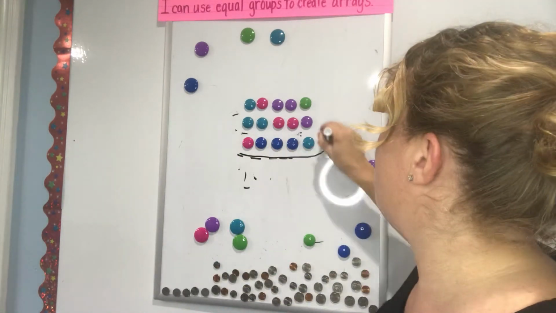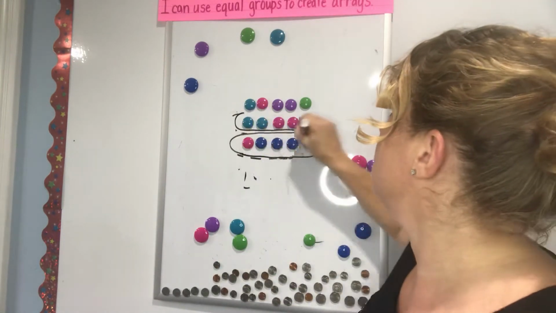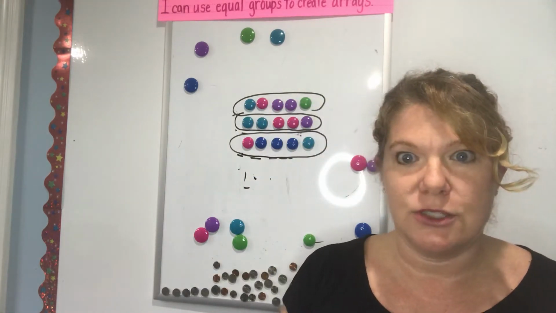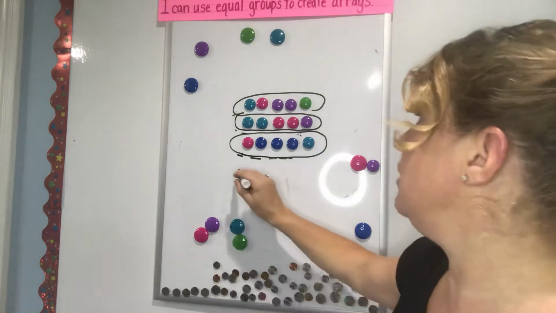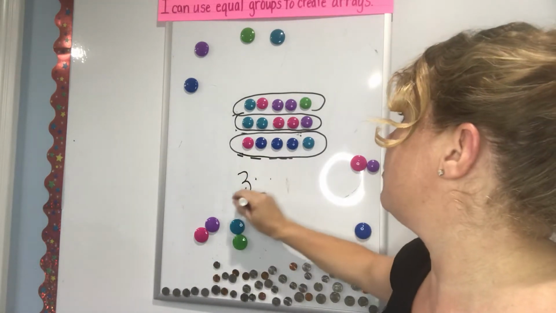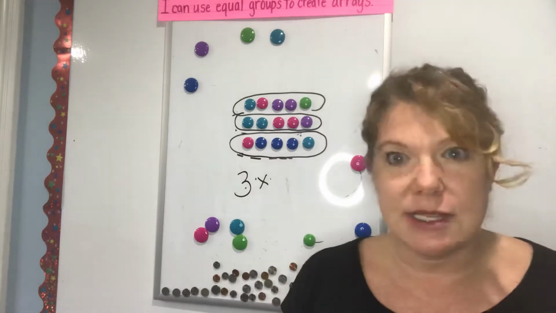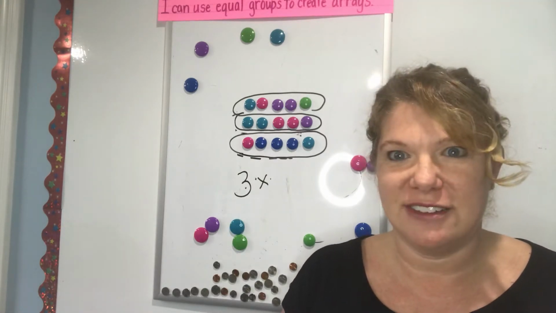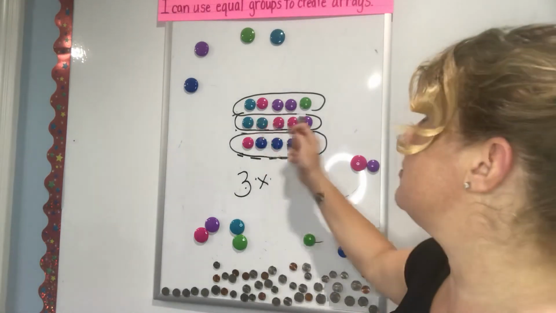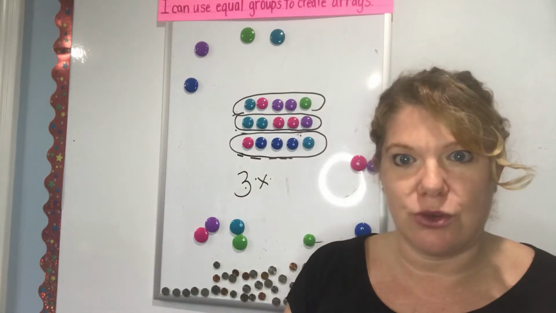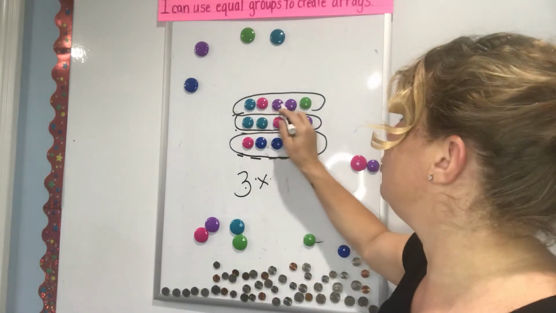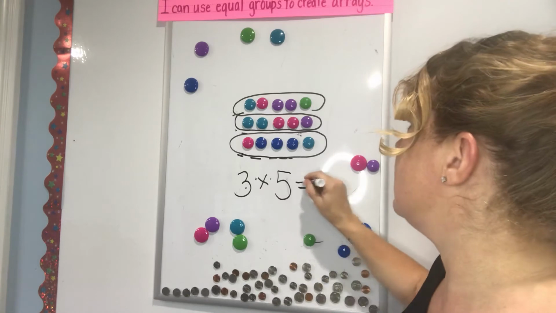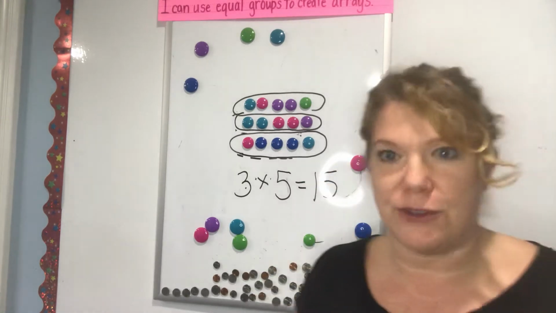I will draw a circle around each row. So how many rows do we have there? Say it out loud. Good. We have 3. So 3 rows. 3 is going to be the first number in our multiplication problem. And the second number, do you know where we get the second number from? Can you say it out loud? Good. We get the second number by counting how many are in each row. So we have 1, 2, 3, 4, 5. So this array shows 3 times 5, and that equals 15.